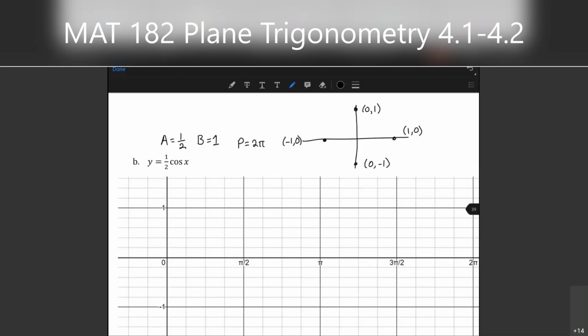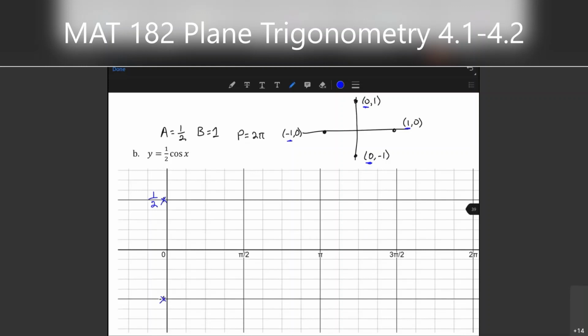Since we're thinking about the cosine function, now we're considering the x values. So the x values at each of these angles are 1, 0, negative 1, and 0, and then back to 1. One thing we can start with is just changing our amplitude. So instead of 1, we'd have a 1/2 and a negative 1/2. So there's my amplitude change.